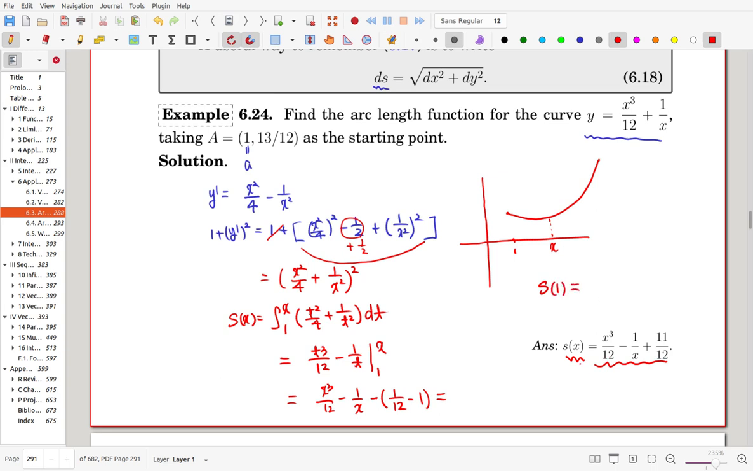Of course, let's get here as 1. Then that will be 1 over 12 minus 1 plus 11 over 12. That must be 0, right? So S of 1, because we begin the arc length at this point, at the starting point the arc length must be 0, and then it increases along the curve over there, okay?